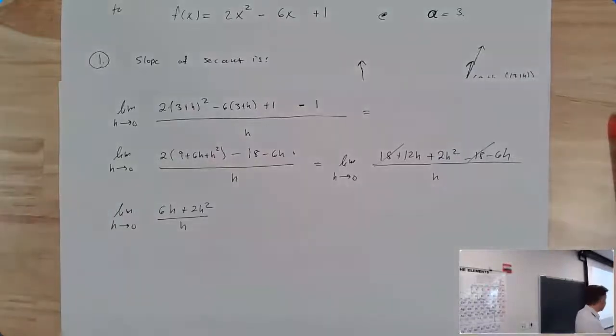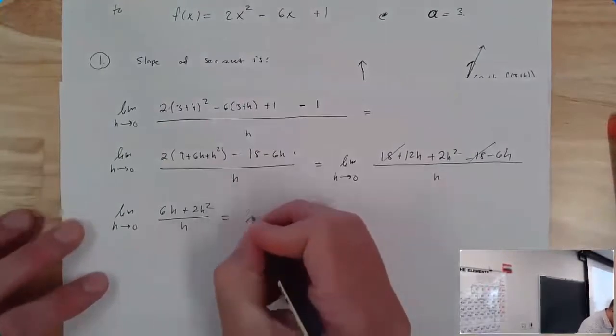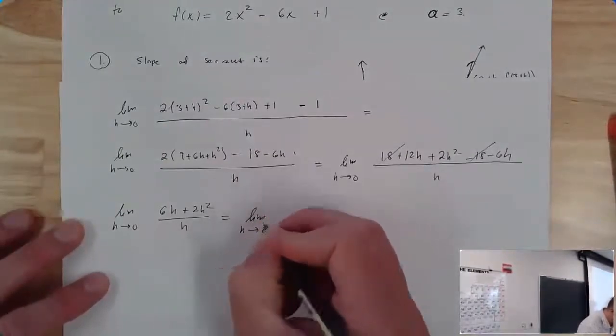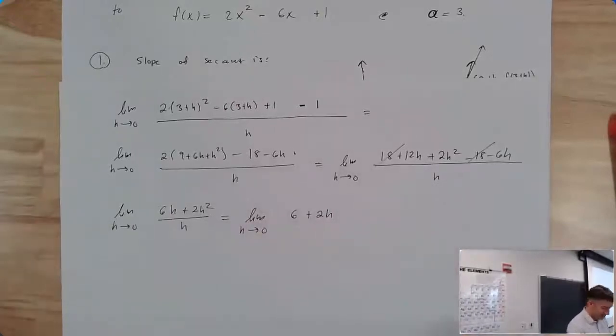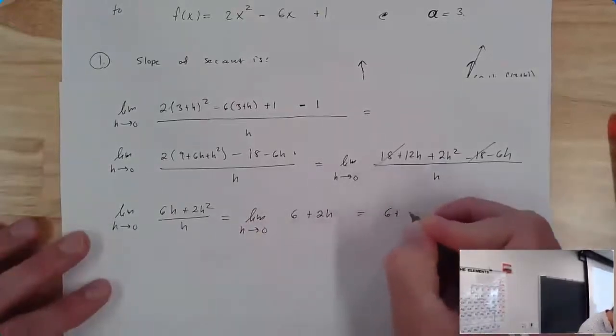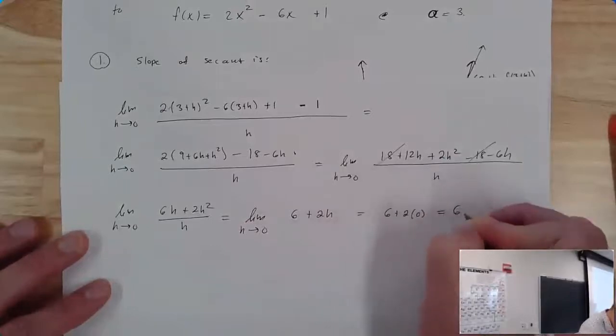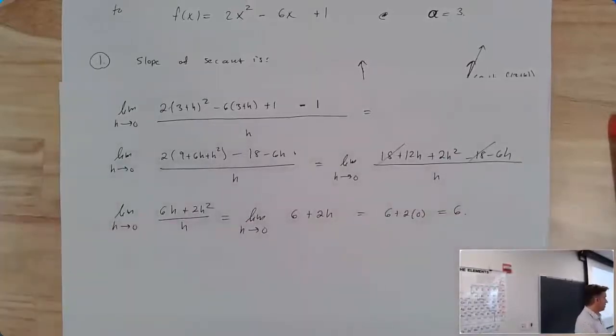And you can either divide each thing by h or factor out an h and cancel it. I'll do the dividing way this time. So divide each thing by h, you get 6 plus 2h. And then we can finally take the limit. You get 6 plus 2 times 0, which is 6. So the slope of the tangent line to this function at that one particular point is 6.